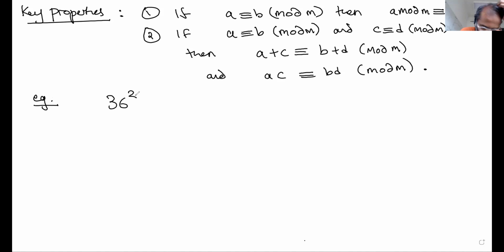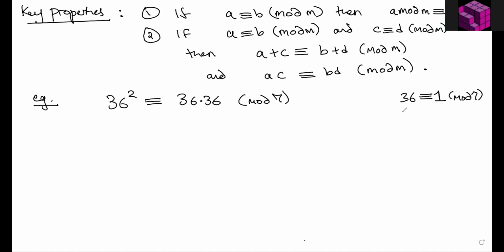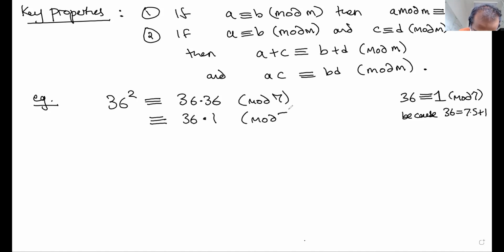Okay, so maybe before proving this, I'll give you an example. For example, let's look at 36 squared. So this is congruent to 36 times 36 modulo 7, let's say. But now, what is 36 congruent to modulo 7? Well, many things, but what's the simplest thing? 1. Because 36 is equal to 7 times 5 plus 1, right? The remainder is 1. So by this property number 2, this is congruent to 36 times 1 modulo 7, because 36 is congruent to itself and 36 is congruent to 1. And then I can do this again and get this congruent to 1 times 1 mod 7, which is just 1.